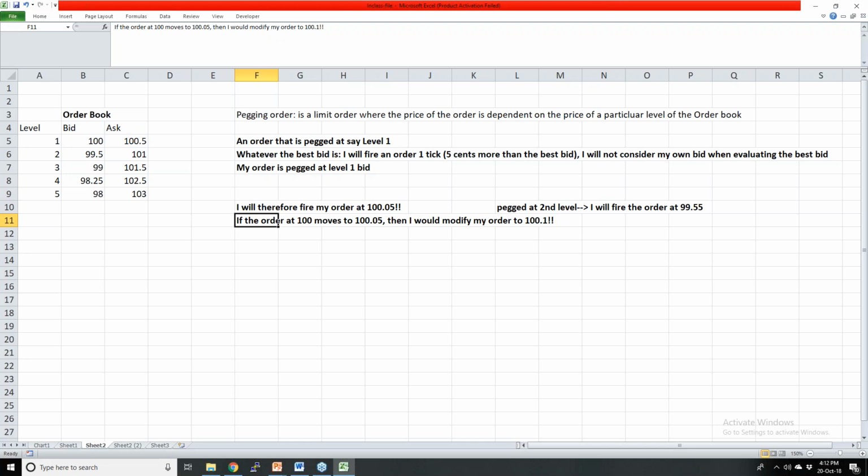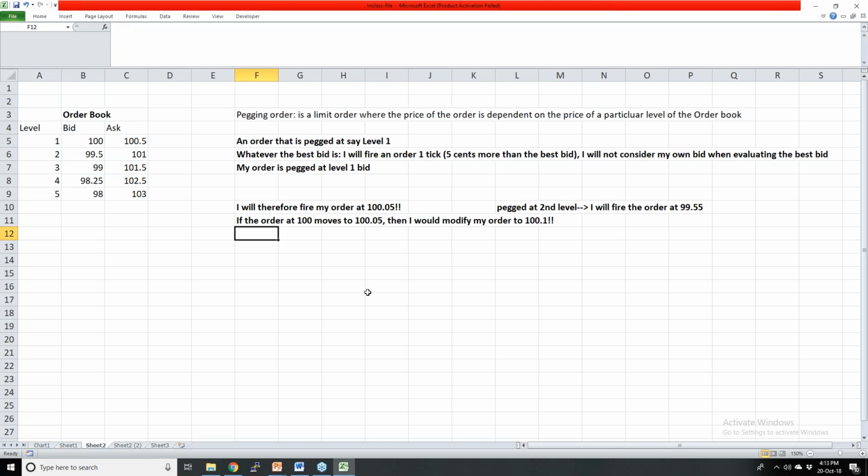Yeah, placing an order and firing an order is basically the same. It's just terminology. Firing an order is just placing an order, triggering an order, right? So is this clear? What happens when the best bid moves? All right. If I am pegged at the second level, then obviously it will not get executed till the best bid gets traded, right? So usually people don't peg it at the second level. Usually people do it at the best bid, but just for an example, I took it that way, right?